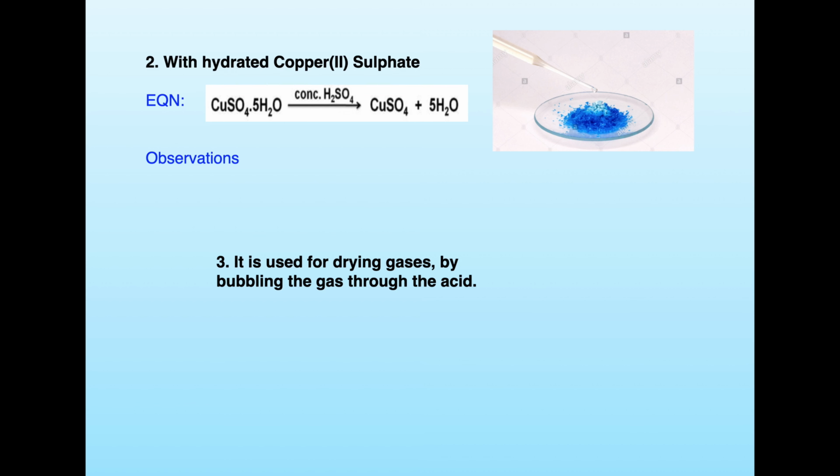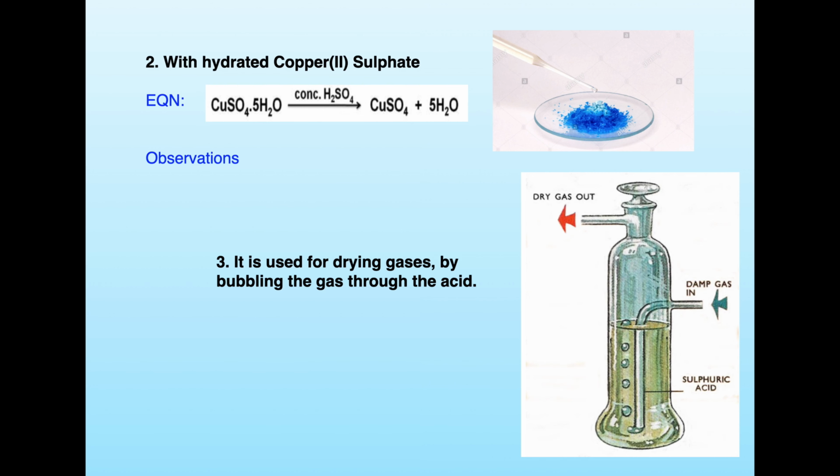You can also use concentrated sulfuric acid to dry gases. So if you've got a gas that's got water in it, a damp gas that's been produced, and you want a pure and dry gas, you bubble it through sulfuric acid, damp gas in, as long as the gas doesn't react with sulfuric acid, of course. This wouldn't work, for example, with ammonia, would it? But if it's not very soluble and it's got some water vapor in it, then you put the damp gas in here and the dry gas comes out the top.